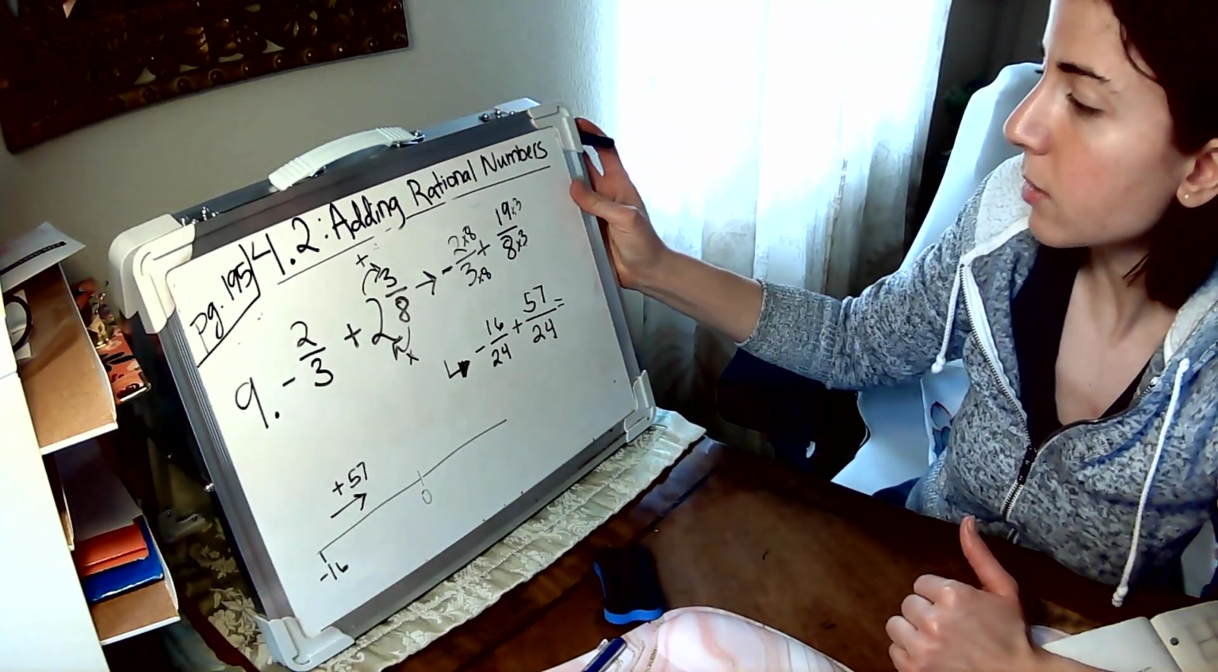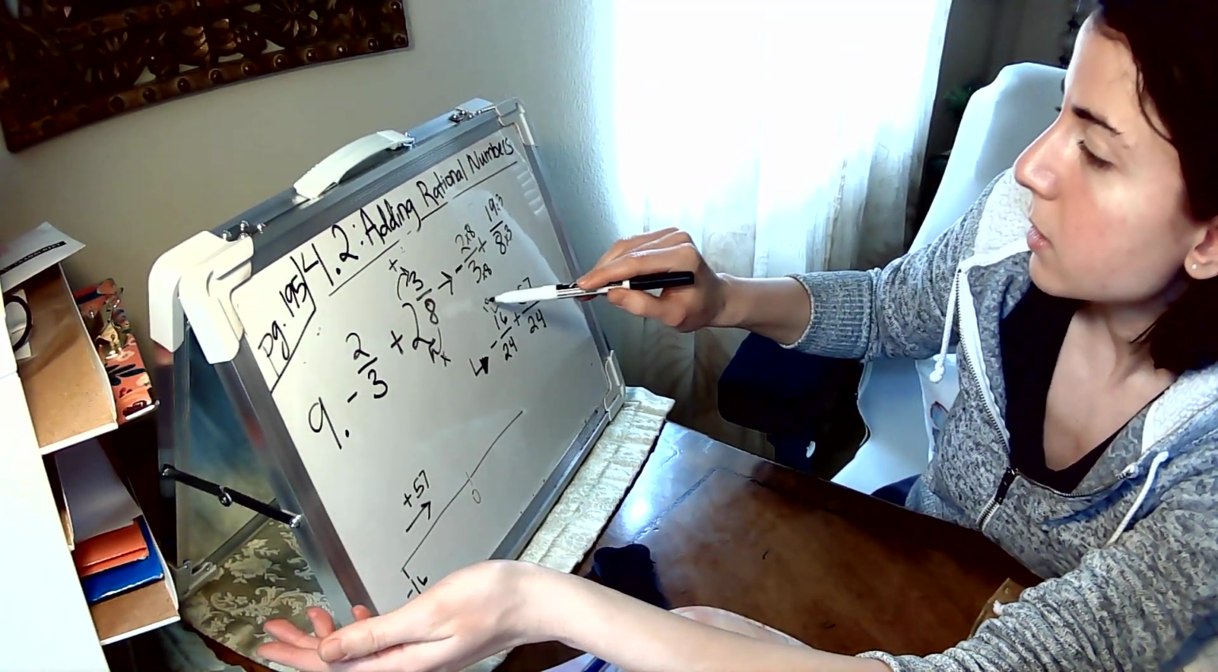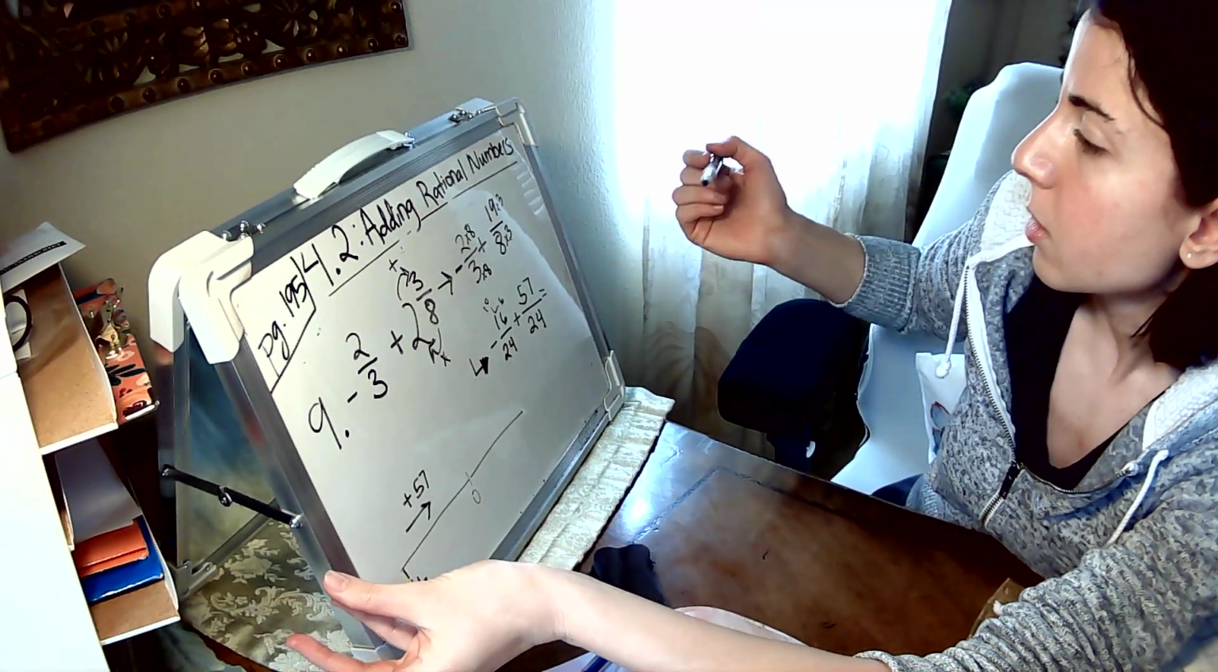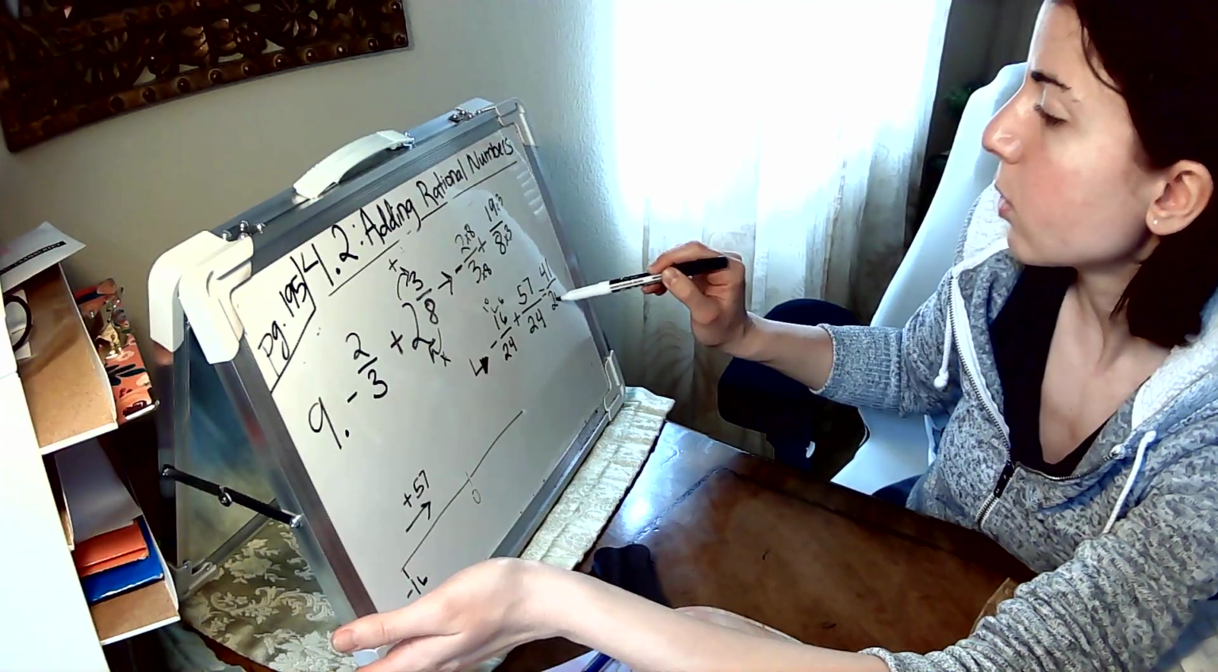So 57 minus 16. Let's break 16 into 10 and 6. 57 minus 10 is 47, minus 6 is 41. So 41 over 24.